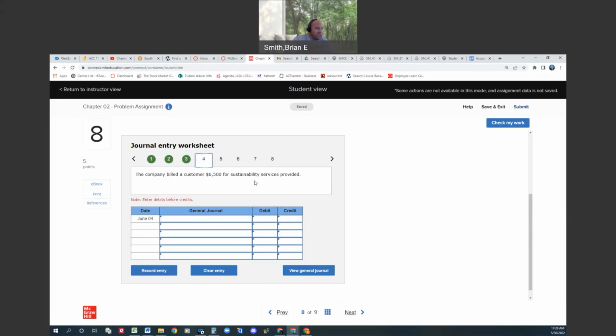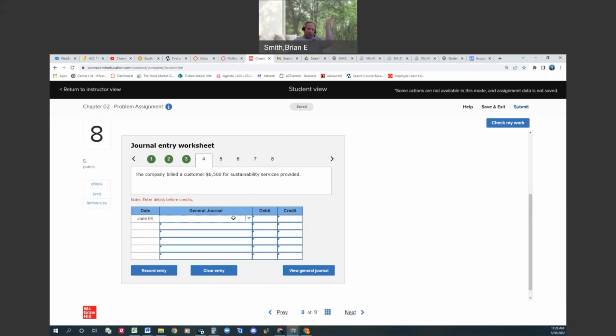Company billed a customer $6,500 for sustainability services provided. All right, so what's happening here? We bill a customer. We did the work. Our revenue increases. We billed it to them. We didn't receive cash, so they owe it to us. So our accounts receivable is going to go up.